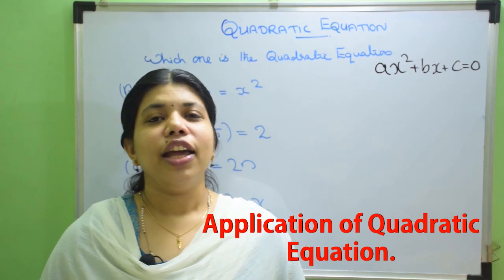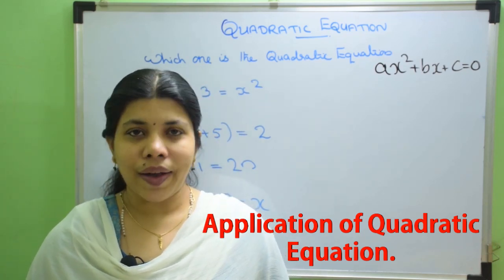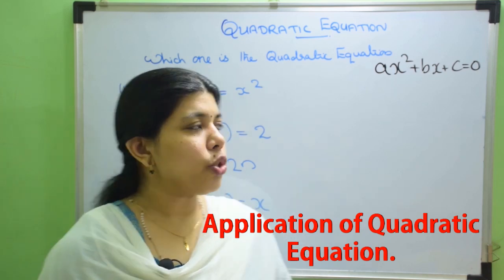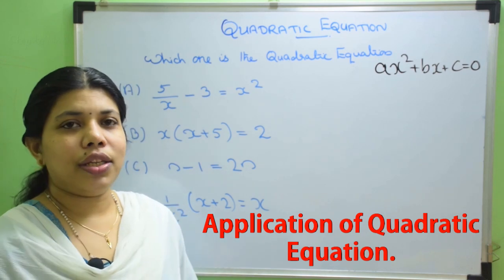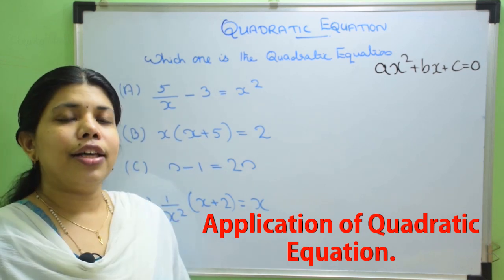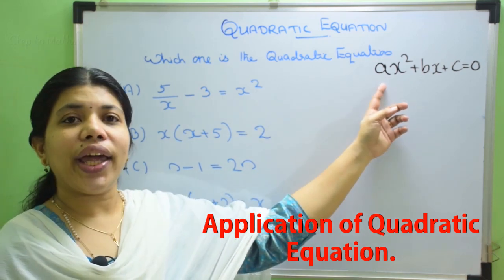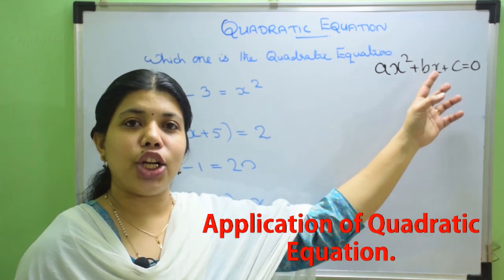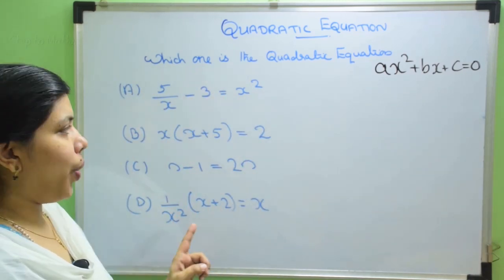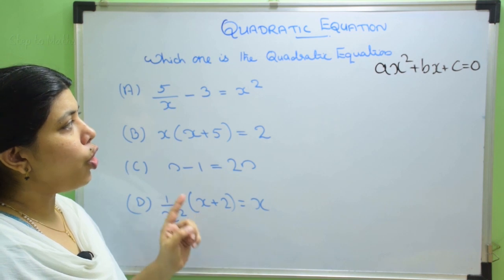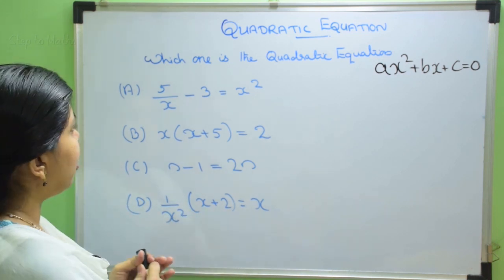Hi. Now we are going for the quick revision from the chapter Quadratic Equation. First question. Which one is the quadratic equation? We know that the general form of a quadratic equation is ax square plus bx plus c is equal to 0. Four equations are given. We have to find out which one is in the form of a quadratic equation.